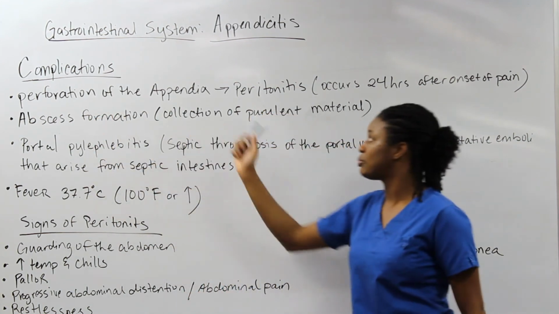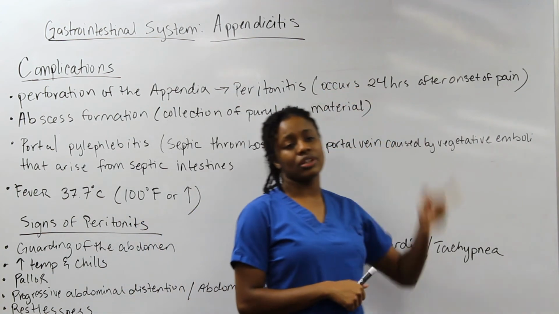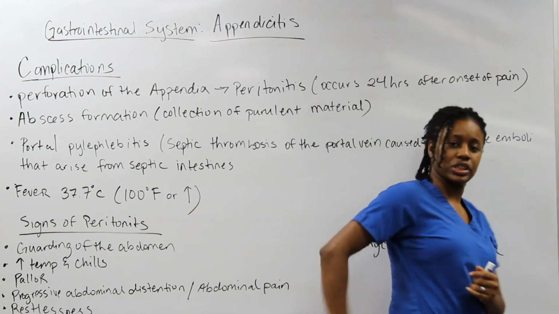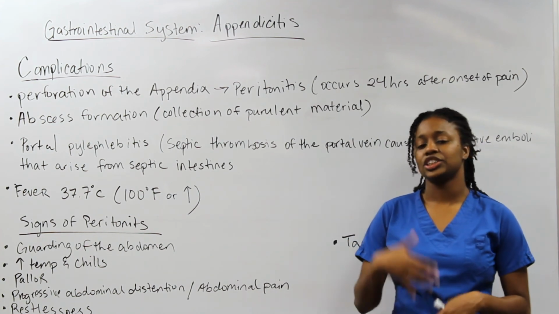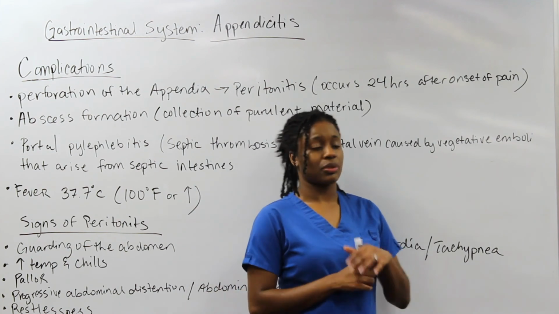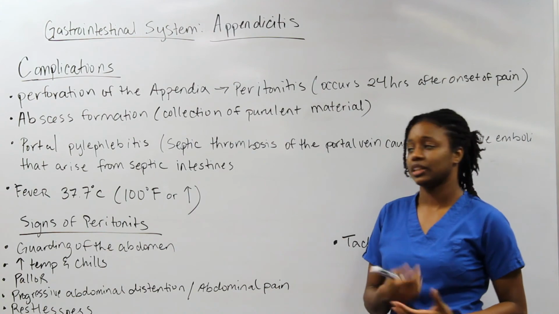So you have perforation of the appendix, right, which causes peritonitis, which occurs within 24 hours of the onset of the abdominal pain, okay, or whichever pain, whether it's the lumbar pain, pain on defecation, whatever pain the patient may be exhibiting. Within 24 hours from the time it has started, peritonitis can occur.